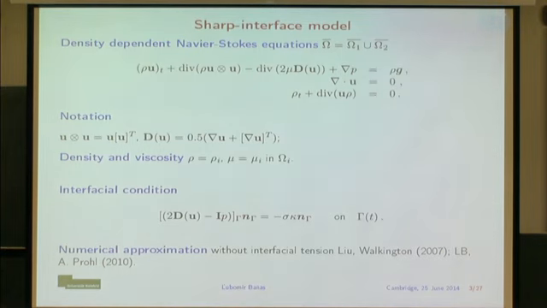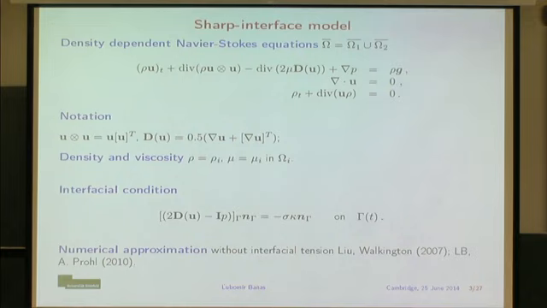I'll start with a sharp interface model, since all of the talks were just about phase field models, so as to talk about something different. We have the usual density-dependent incompressible Navier-Stokes equations, and the density evolves according to the mass balance law. The notation is the usual one, and we assume that the densities are constant. So we have two fluids: one fluid with density ρ1 and viscosity μ1, and the other fluid with density ρ2 and viscosity μ2.